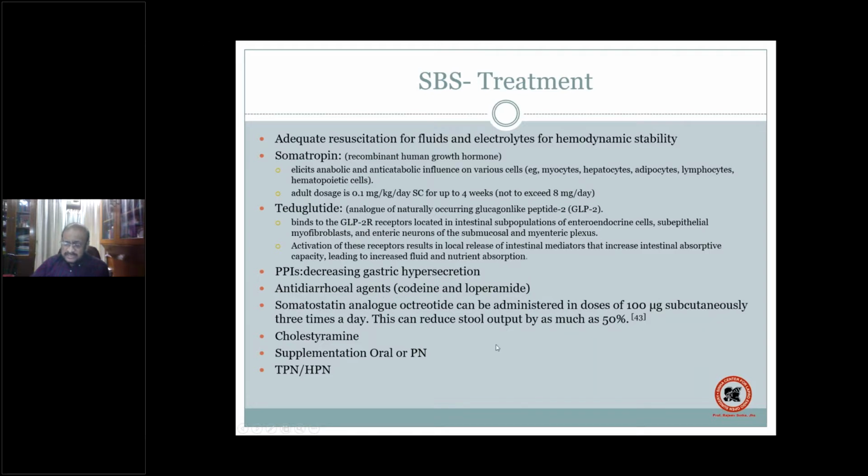Antidiarrheal agents, because this patient is having diarrhea. Somatostatin analogs may help by decreasing secretion, because remember, somatostatin is anti-secretory in totality. So it's going to decrease the amount of secretion in the intestine. Cholestyramine to decrease the raised level of bilirubin and bile salts. Supplementation, which may be oral or parenteral, and the parenteral could be either home parenteral nutrition, HPN, or total parenteral nutrition.